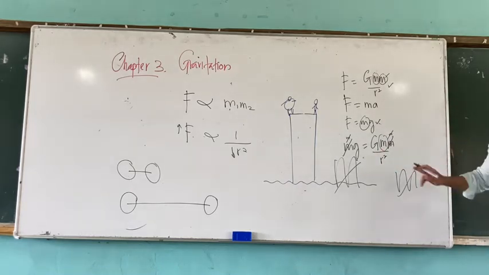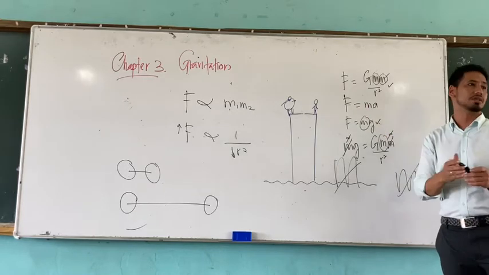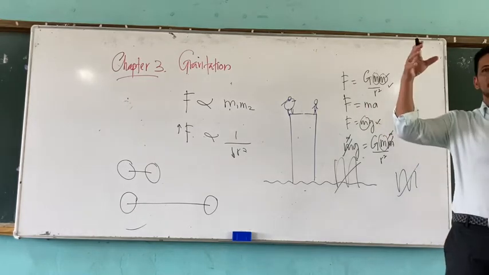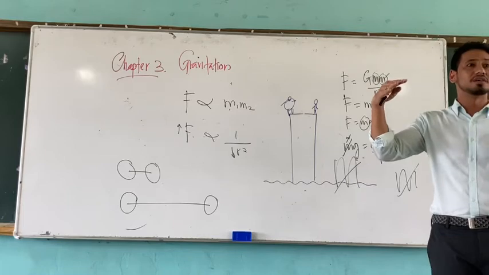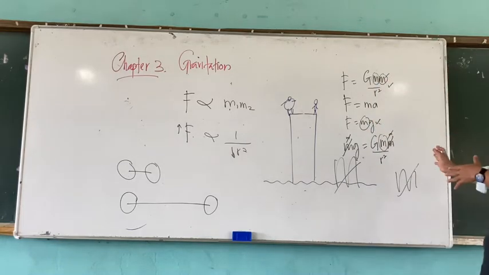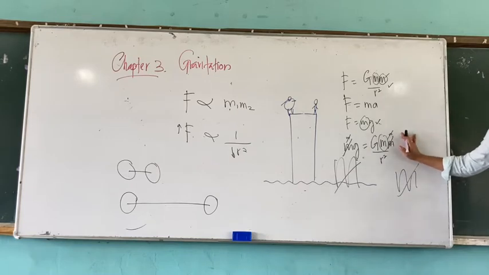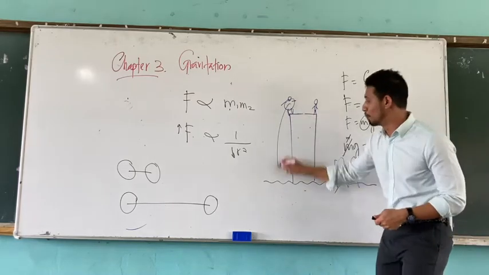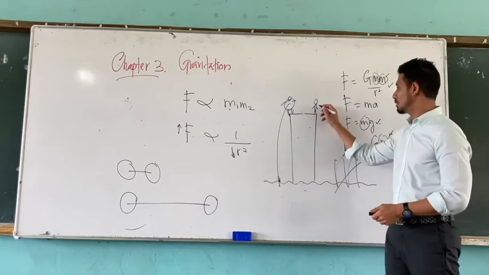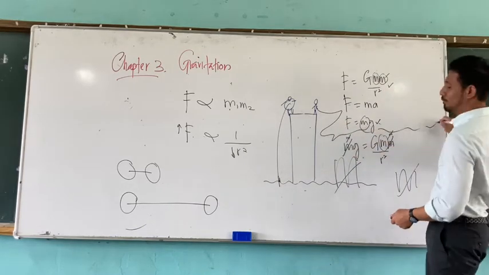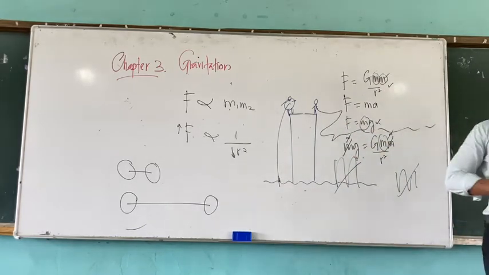Okay, so that's the proof. We watch the YouTube kan. So you buang bola bowling dengan feather, so kenapa dia jatuh sama? Because of that. Okay, so now this is the proof why. Okay, again, the condition is no air resistance. Tak boleh lah, kalau tidak dia jatuh berdebu macam tu. So saya jatuh sebab ada air resistance, dia kena embus.